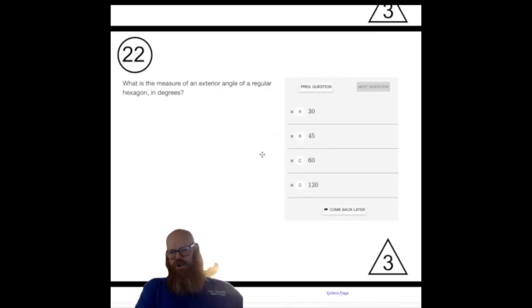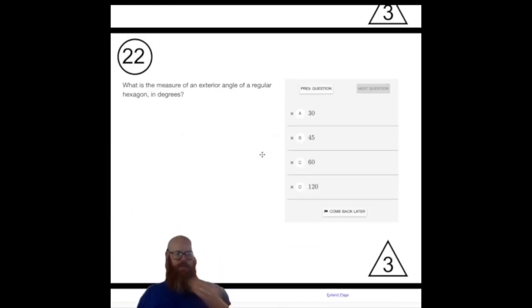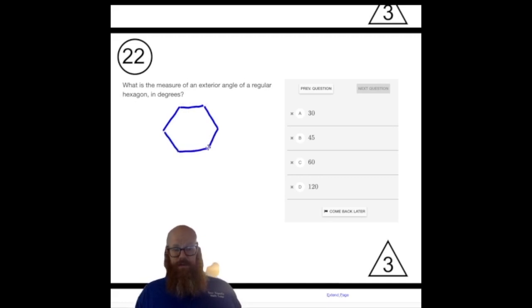All right, on to our last problem. What is the measure of an exterior angle of a regular hexagon? So I'm going to draw one out here just to get an idea. And let's remember that a hexagon has 6 sides. And there's 2 ways to do this. Since it's a regular hexagon, all of the angles are the same, which means every exterior angle is the same.